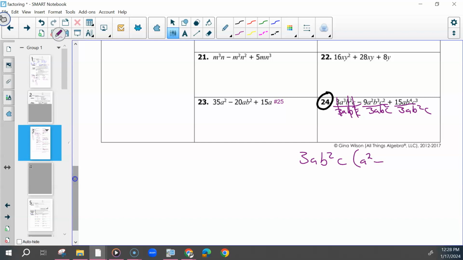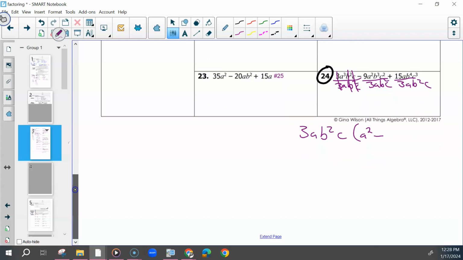Minus 9 divided by 3, A squared divided by A, B cubed divided by B squared, C squared divided by C. What's left with that one? 3. The B and C squared? We would have a B squared, this is already squared. We would have a B, we would have a C, we also have an A. So A, B, C.